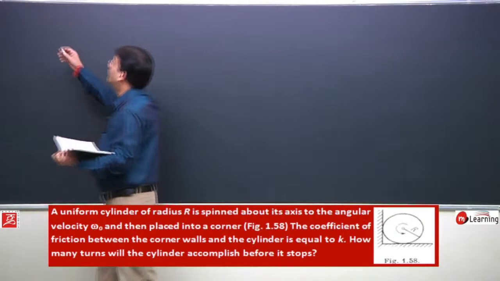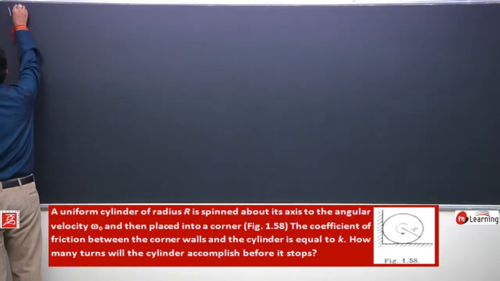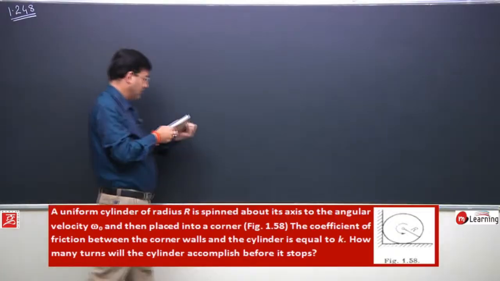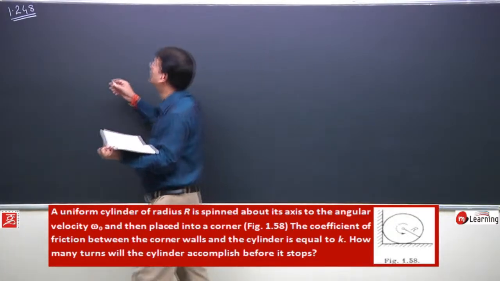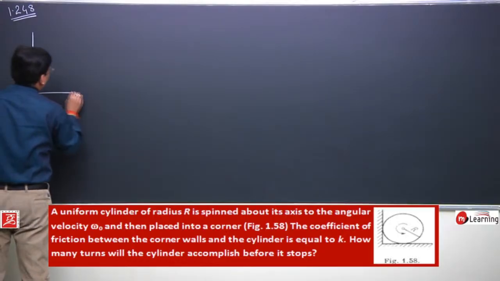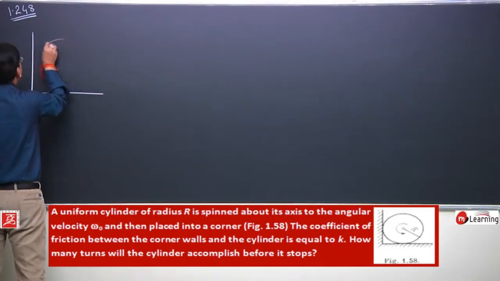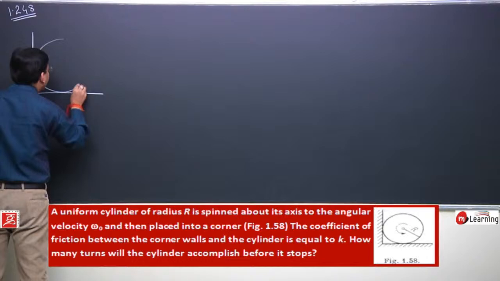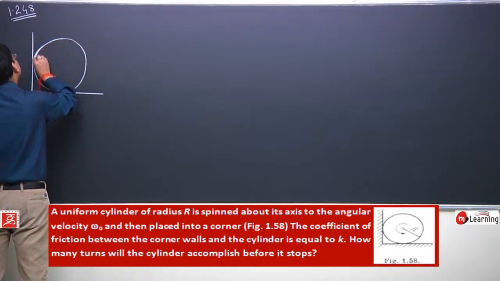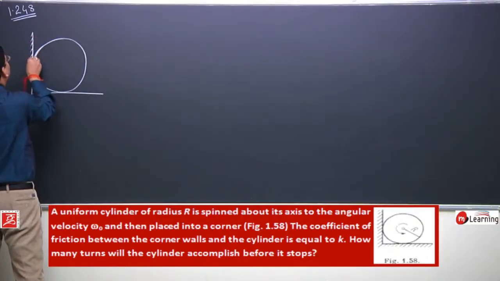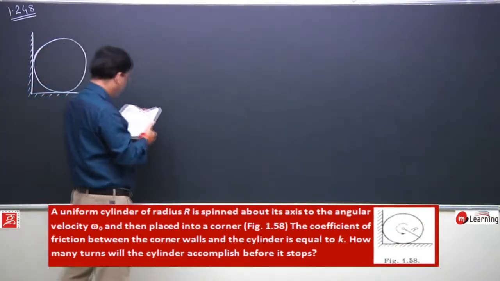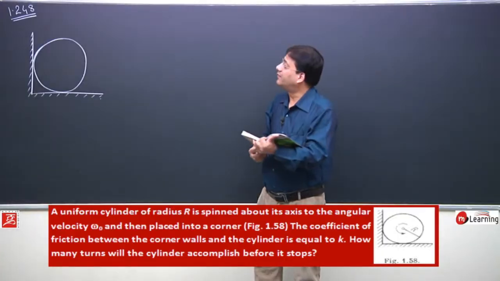Now let me solve problem number 1.248 for you. There is a figure given. Let me draw this figure first. There is a cylinder kept like this. This is a wall and this is horizontal ground. Now, let me read the problem statement.